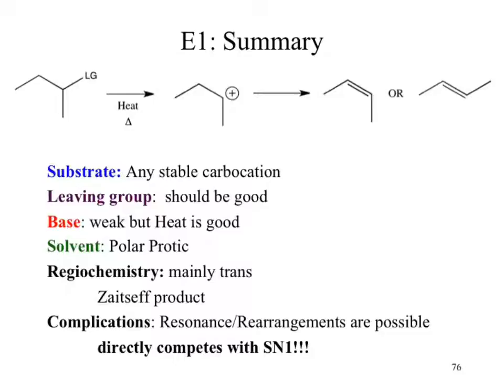We come back to this naming everything. We get the Zaitsev product, which is our most stable alkene. That's what Zaitsev was referencing. Complications: you get tons of rearrangements as possibilities because of the carbocation, which can do resonance, hydride shifts, rearrangements, all that stuff. The other big complication is it directly competes with the SN1. Again, a big, big issue when we look at that reaction.